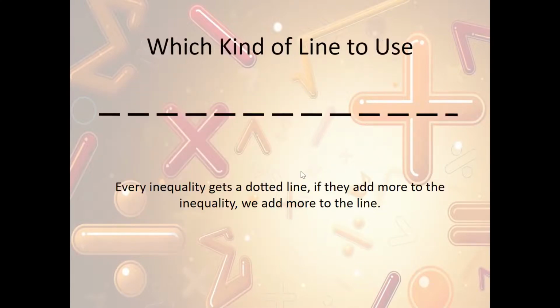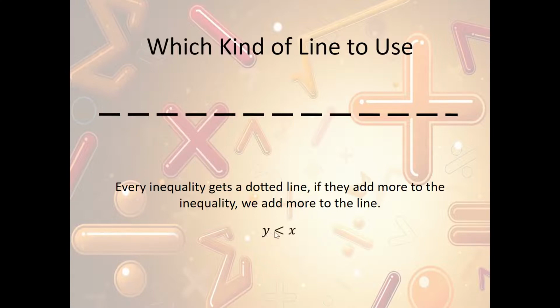So the shading is a new aspect of graphing that we need to consider. The other part is what kind of line to use. Similar to before where we talked about the open circle versus closed circle, same thing here. Every inequality gets a dotted line or an open line. Notice there, it's open because there's little spaces in between. So every inequality gets an open line or a dotted line. If they add more to the inequality, we do too. Meaning if they add the bar underneath, then we're going to add to it and make it a solid line.